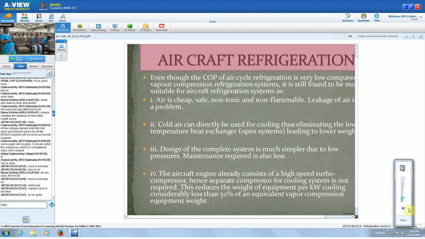So this reduces the weight of the equipment per kilowatt of cooling considerably, to less than 50% of an equivalent vapor compression equipment. Because the compressor, turbine, everything is already there, it reduces the weight of the system. Whereas if a vapor compression refrigeration system is directly used in aircraft refrigeration, the weight will be doubled.